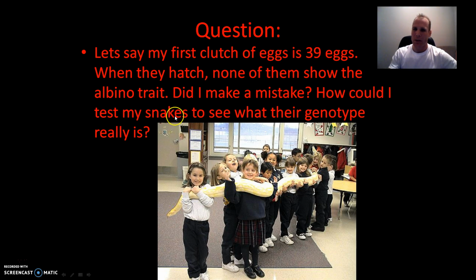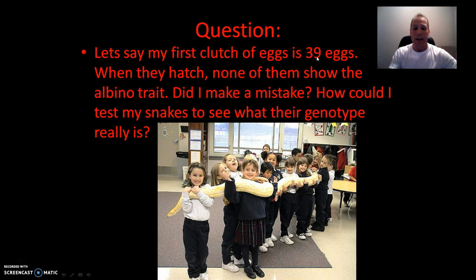Is there a way to know what their genotypes are? Now, I can't tell the genotypes of the parent snakes. He told me there was a hybrid female and a hybrid male. I have no way of knowing what their genotypes are. I mean, statistically, let's just round this up to 40 eggs. How many should have been albino at this point?